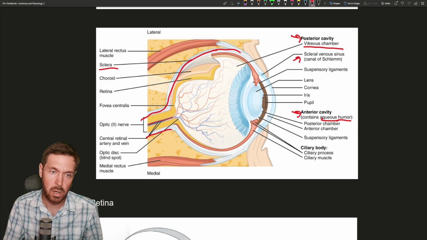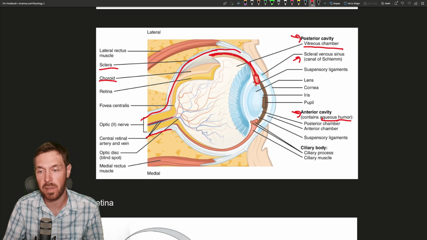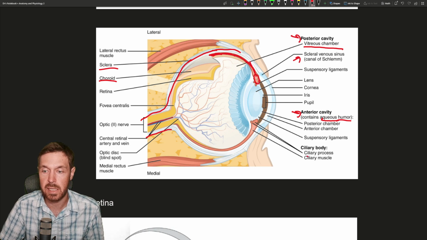Next layer down is called the choroid. This is the vascular layer of the eye. You see it in red or pink right here. Well, I'm drawing it in red now. It wraps around the eye and eventually becomes the suspensory ligament. Sometimes these are referred to as the ciliary body or processes right here.